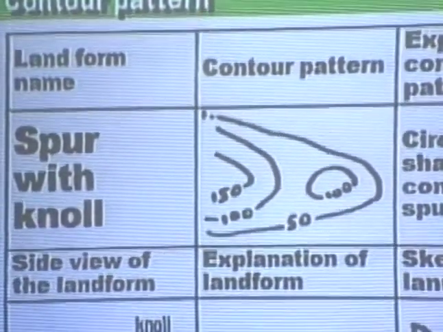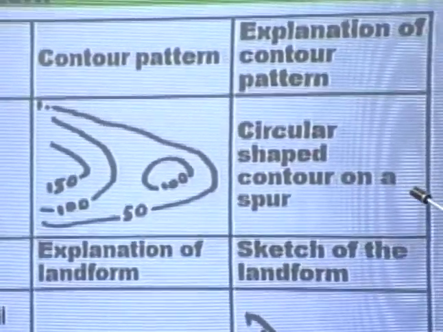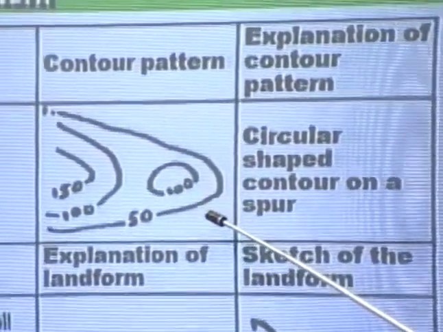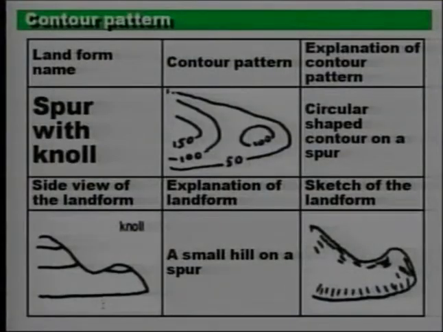It's the explanation to this pattern, a circular shaped contour, which is actually found on a spur. In the side view of the landform you would see a knoll here, which is formed as a result of what we find here from the pattern. You find a small hill which is found on top of where the spur is, and the sketch of that feature would look something like what is shown on the monitor.